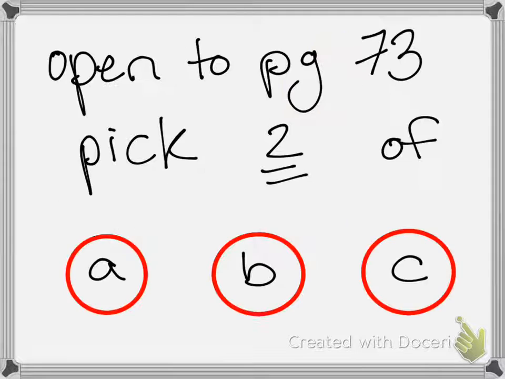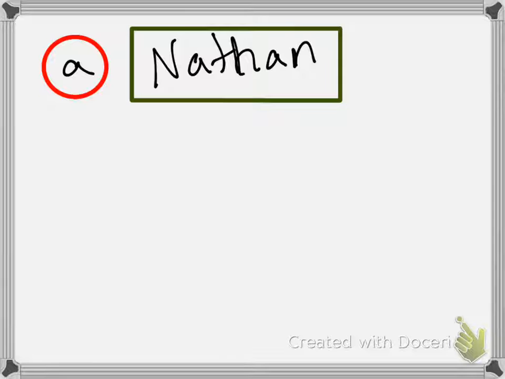I want you guys to open to page 73 and pick 2 of A, B, or C. So we're doing problem A. In a survey, 4 out of 5 people preferred creamy over chunky peanut butter. There are 120 people shopping in a grocery store. Use the survey to predict how many people in the store would prefer creamy peanut butter.